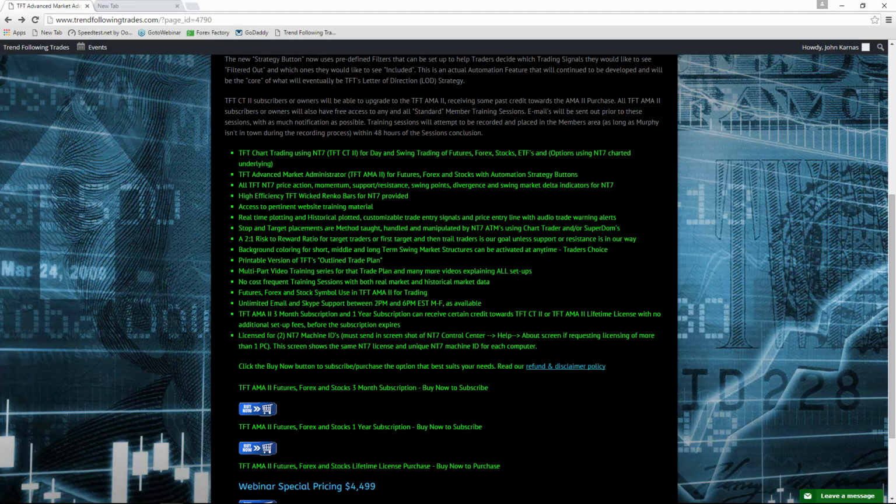We authorize up to two NinjaTrader machine IDs under one license. So if you're going to want more than one NT7 machine ID, we do need a screenshot of your Help About screen.